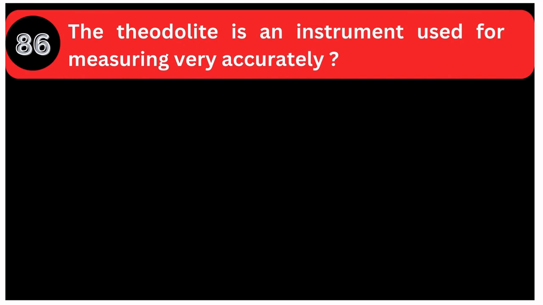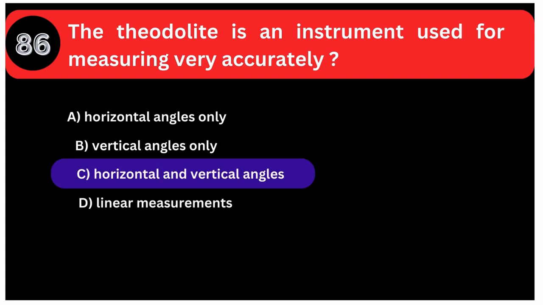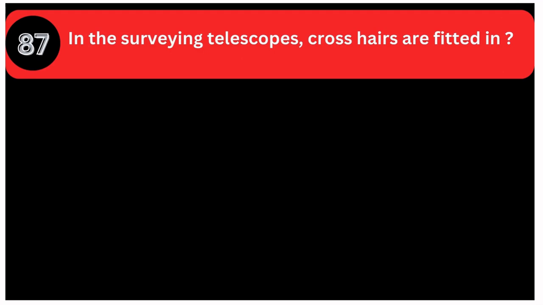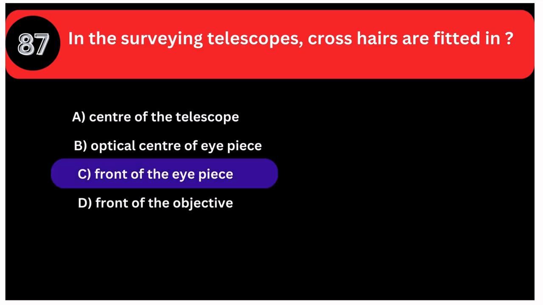The theodolite is an instrument used for measuring very accurately. Options: A, horizontal angles only; B, vertical angles only; C, horizontal and vertical angles; D, linear measurements. Answer: horizontal and vertical angles. In surveying telescopes, crosshairs are fitted in. Options: A, center of the telescope; B, optical center of eyepiece; C, front of the eyepiece; D, front of the objective. Answer: C, front of the eyepiece.